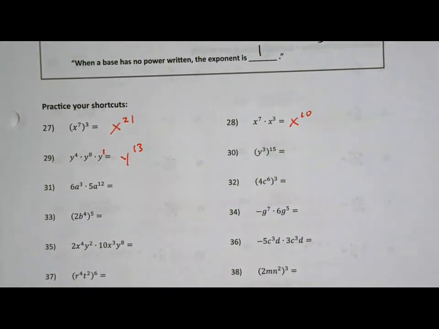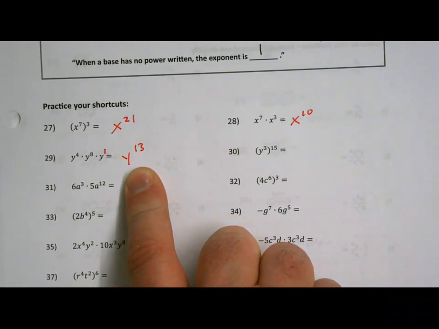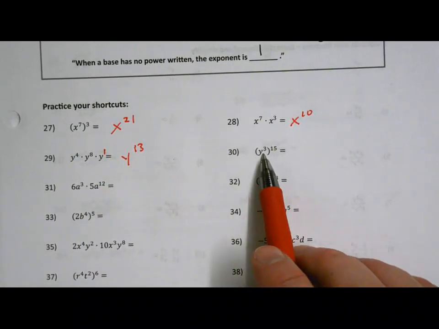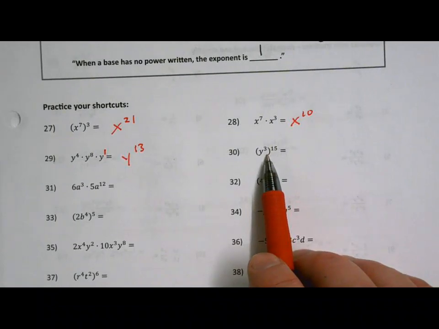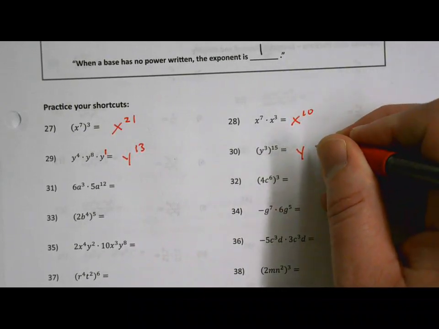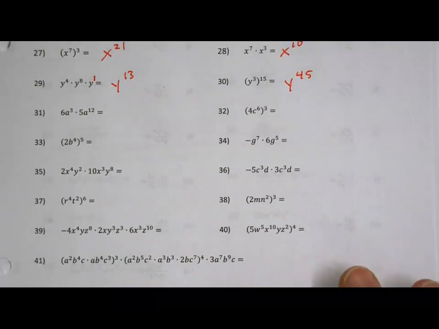Anybody want to guess what, if I put this on a test, the most common wrong answer would be? Y to the 12, because people are going to forget that there's a 1 on that Y. All right, let's look at this next one. Add or multiply? Multiply. It's got the parentheses, so we're going to multiply. Anybody know what 3 times 15 is? It is 45.